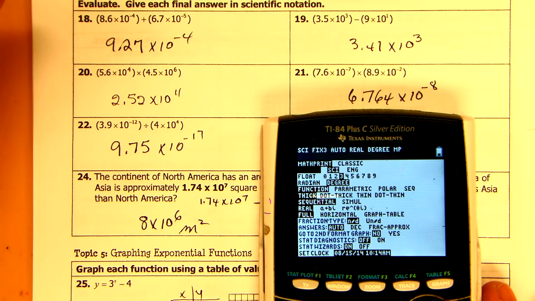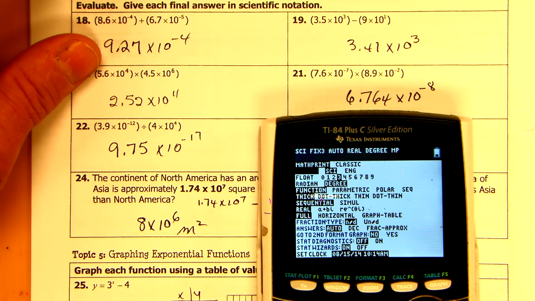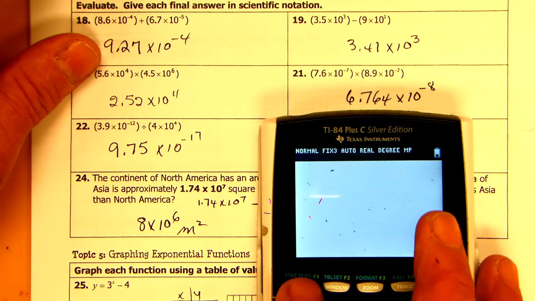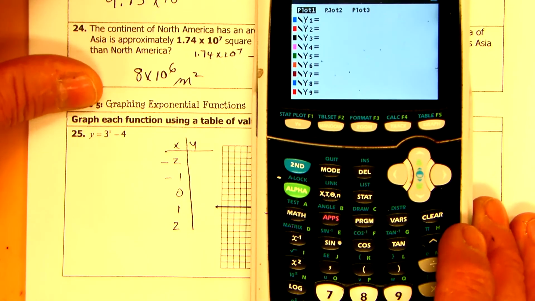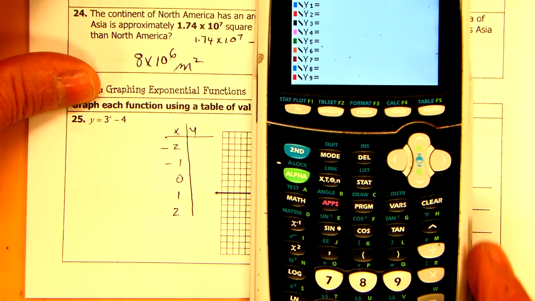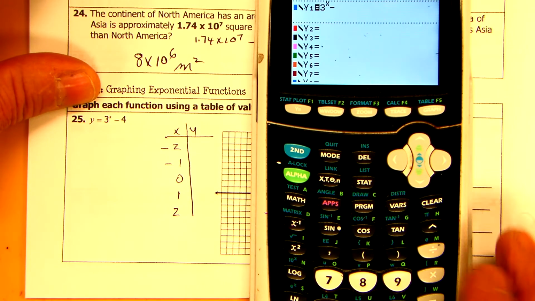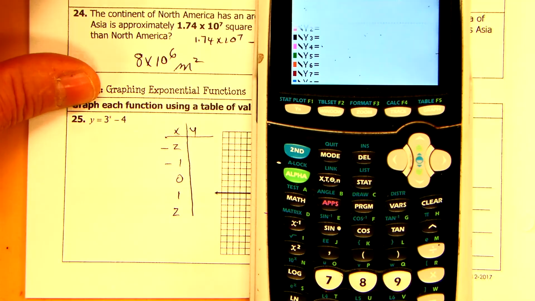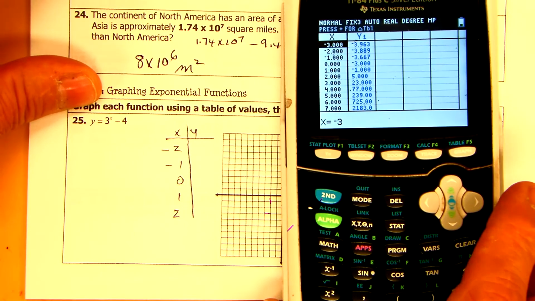And I'm going to change to my normal setting right there. You see that? Okay, now I'm going to go to y equals. I'm going to put in this equation that we have here, which is y equals 3 raised to the x power minus 4. Okay, we have that, and now we're going to go to second table. From this, we're going to read off the data that we want.